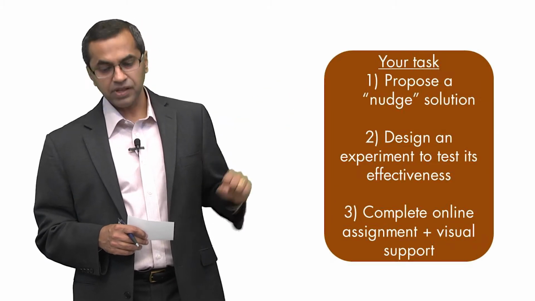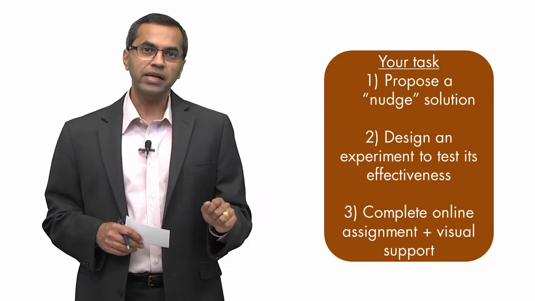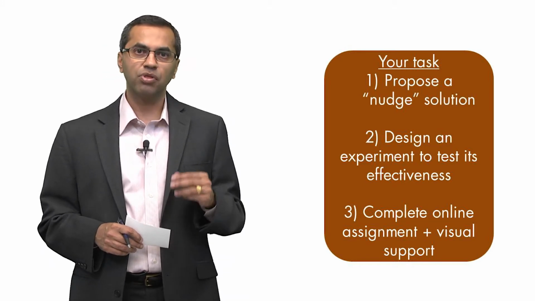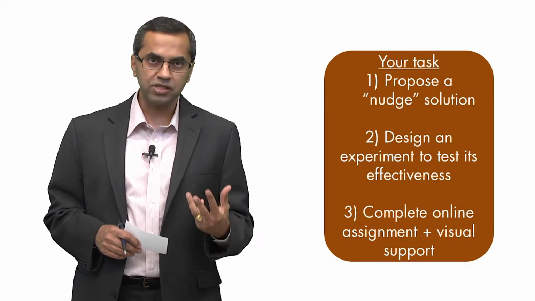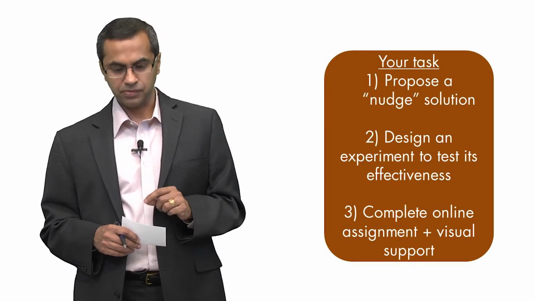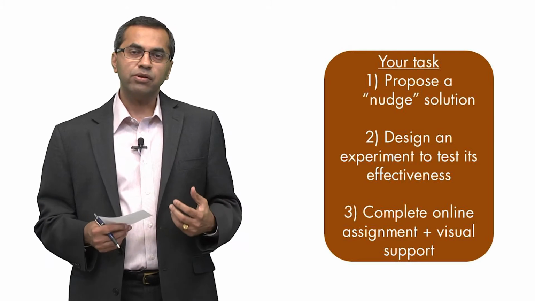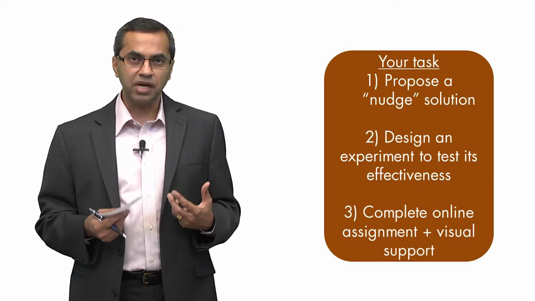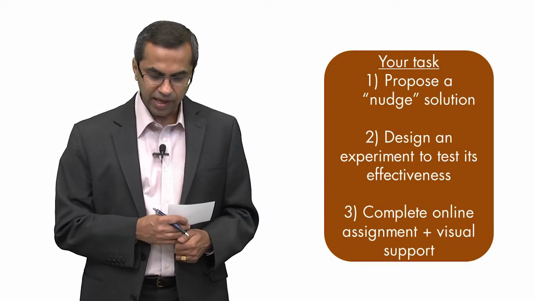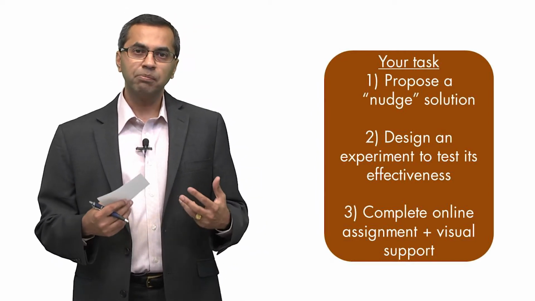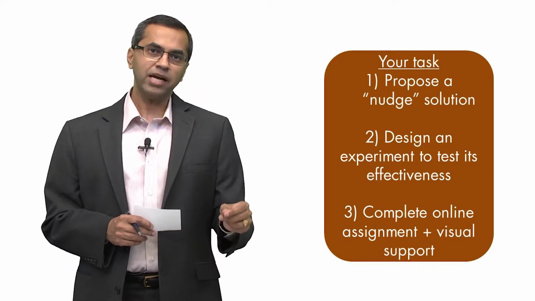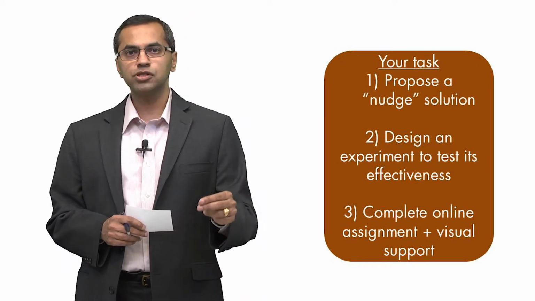There are three specific things that you need to do in order to complete the Nudge Challenge. Once you've chosen a topic, it is your job to think through, employ the processes we talked about, and propose a nudge solution. Second, we'd like you to think about an experiment that you can design to test the effectiveness of the nudge that you have just proposed. And finally, what you need to do is to complete an assignment online on the edX platform, as well as back up that assignment with some visual support.